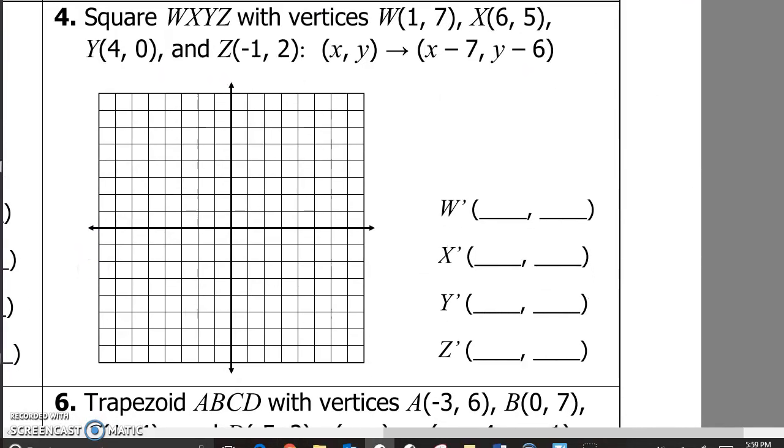Number 4, we've got a square with vertices W, X, Y, and Z. So we've got W is 1, 7. X is 6, 7. Y is 6, 1, 2, 3, 4, 0. Z is negative 1, 1, 2.